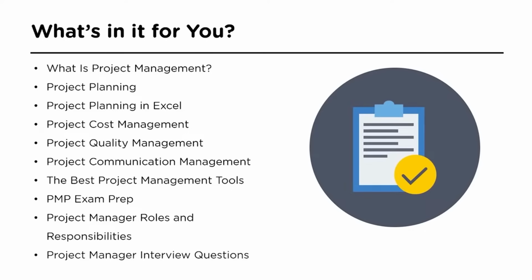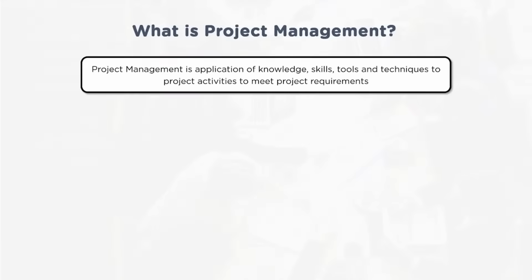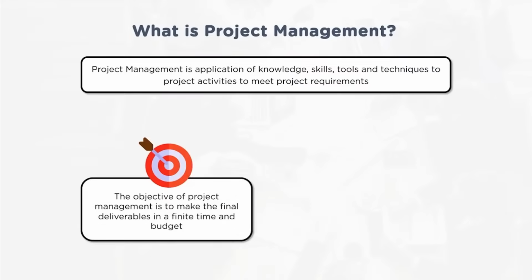So as part of this tutorial, we are going to look at what is project management, what is a project, components of project management, project life cycle, key focus areas in project management, job roles in project management, and project management certifications. So what is project management? Now, as defined in PMI's PMBOK, project management is application of knowledge, skills, tools and techniques to project activities to meet project requirements. So every project will have an objective to accomplish. Similarly, the objective of project management is to make the final deliverables in a finite time and budget.